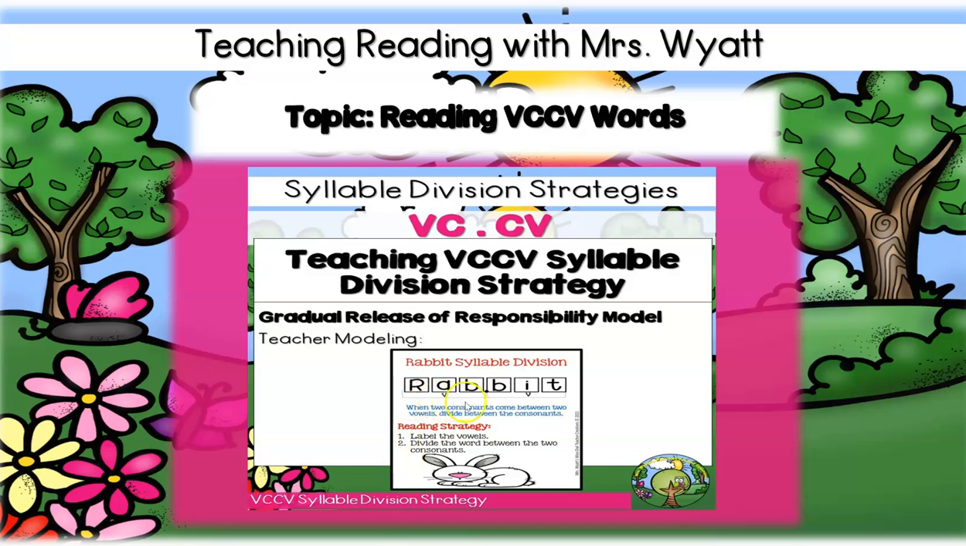It's explicitly stating that when two consonants come between two vowels, you're going to divide between the two consonants. So the reading strategy is: the first thing you're going to do is label your vowels, and then divide the word into syllables between the two consonants.